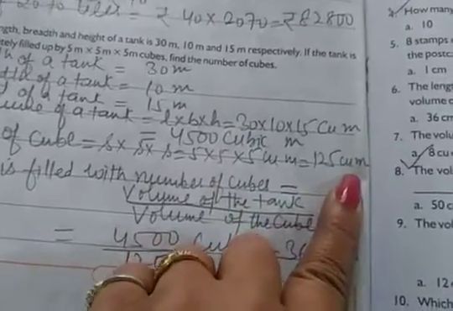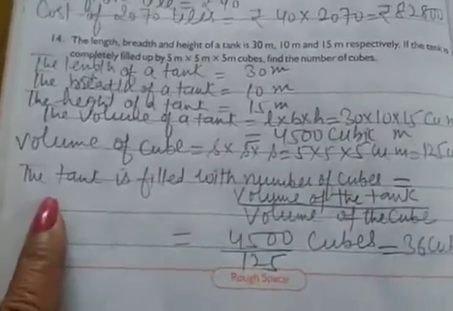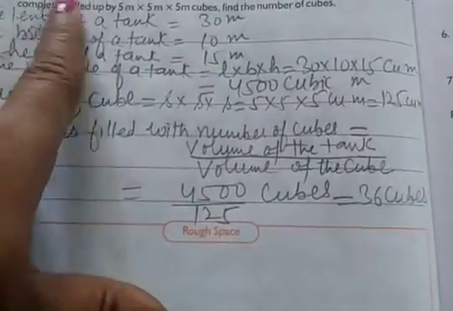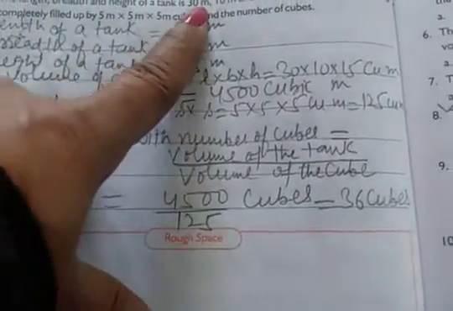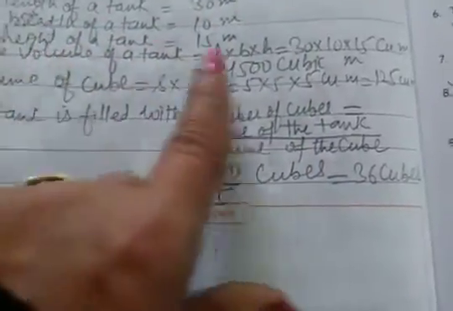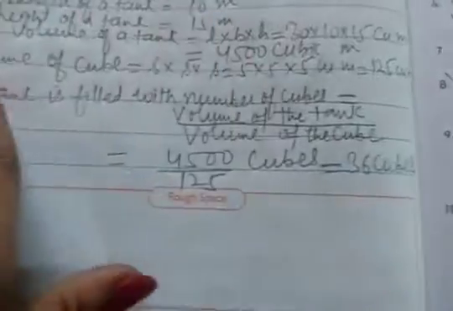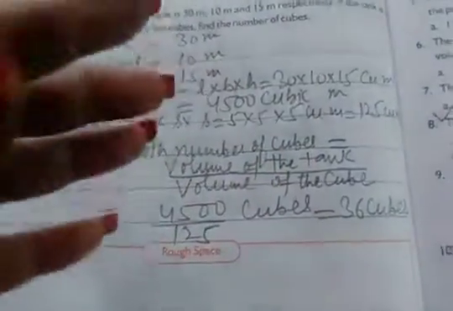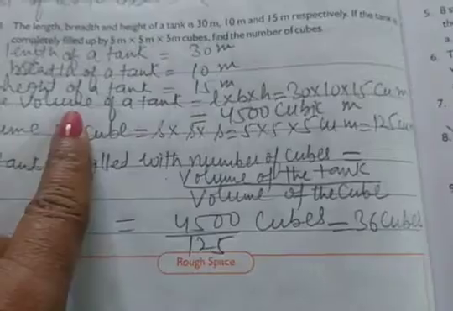125 cubic meter. The length, breadth, and height of the tank are 30, 10, and 15 meter. So you first find the volume of the tank, then the volume of the cube. Now you are asked to find the number of cubes, that is, how many cubes are filled in that tank?